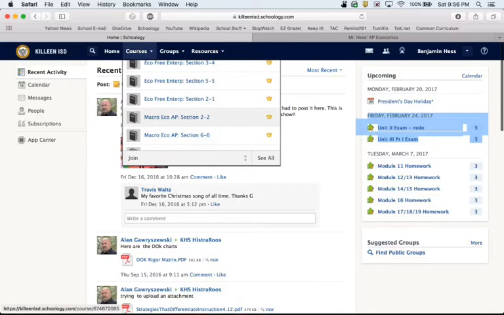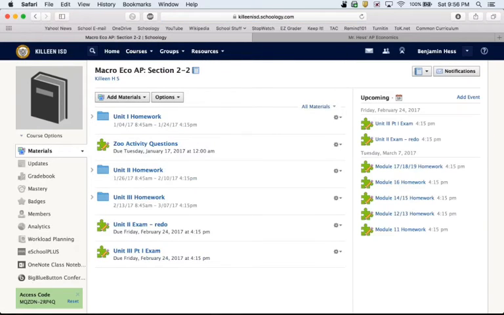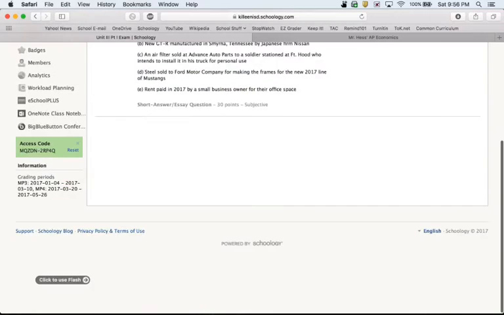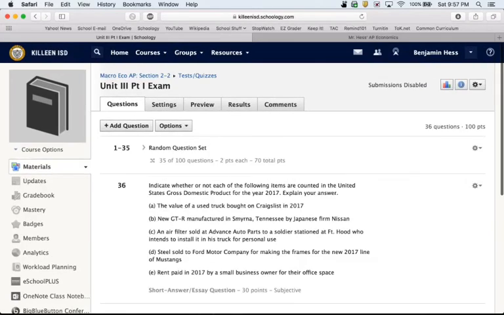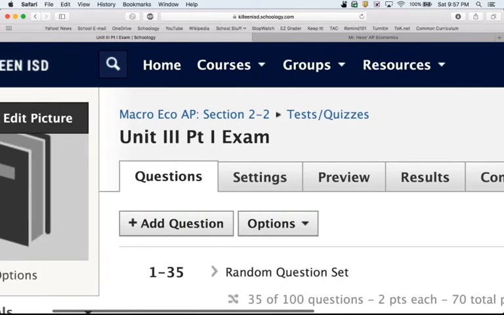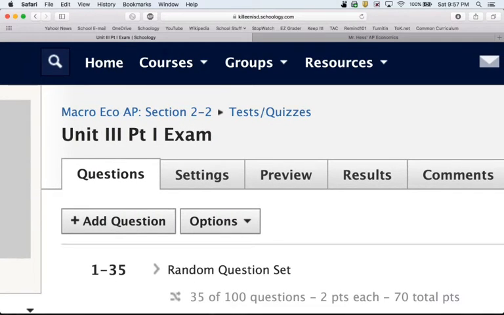All right, and it's really easy to find. When I go on to Schoology, you'll be able to see it. You can go on Unit 3 Part 1 exam. Okay, whenever you click on it, you'll see on there. Actually, I'm going to go ahead and zoom this in real fast. You're going to get a random question set, and you're not going to know what the questions are beforehand. I'm not going to tell you what they are, but you're going to have to go through and answer those questions.